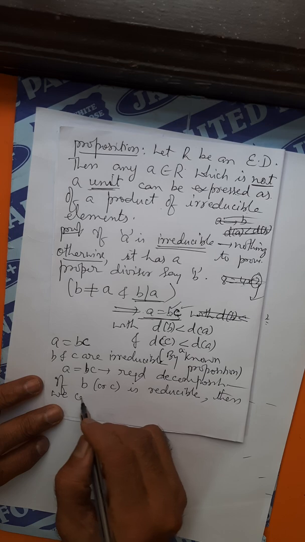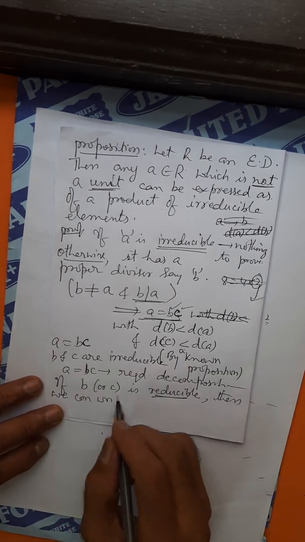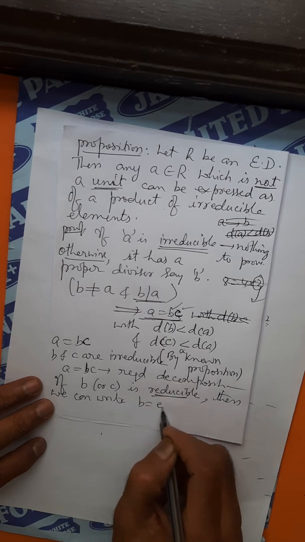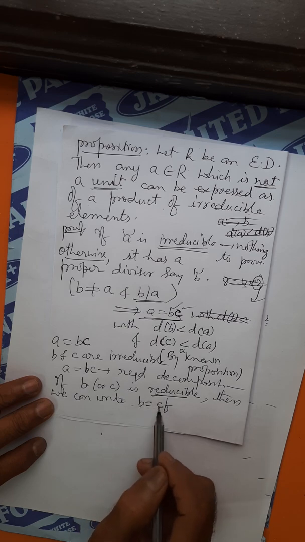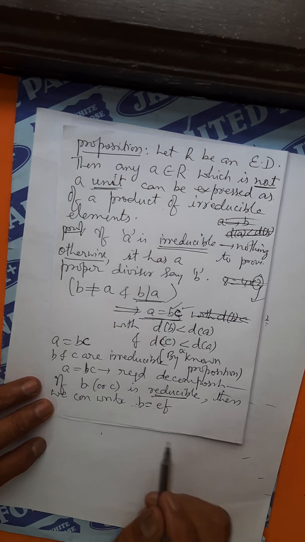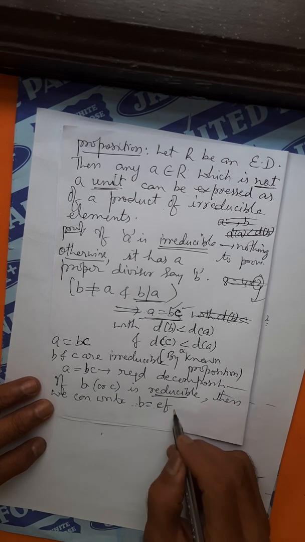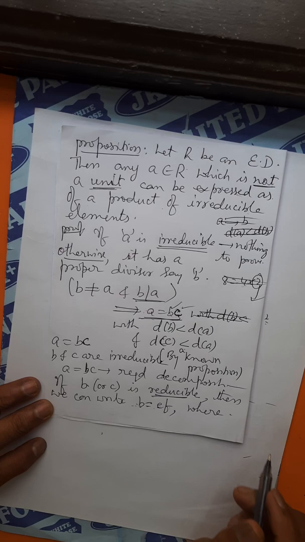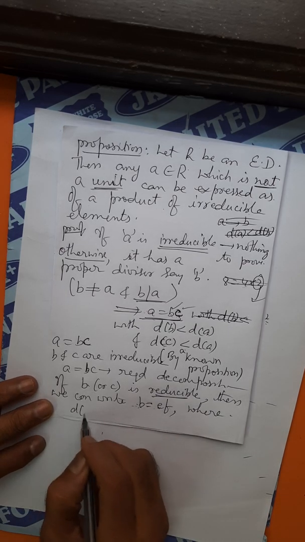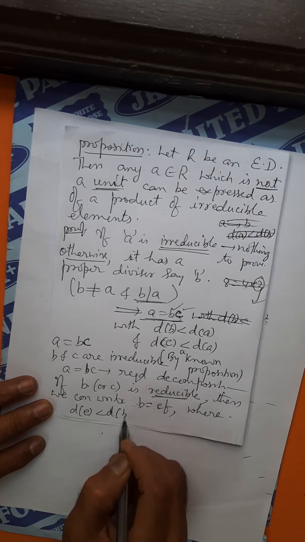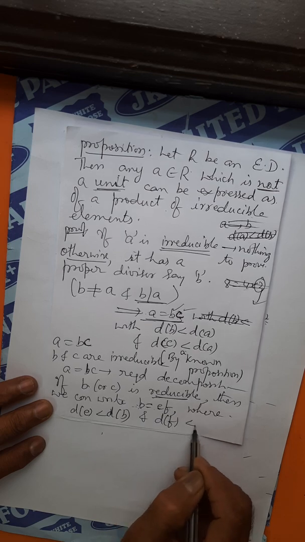We can write, if B is reducible, it has got factors. We can write B is equal to some E into F. If B is reducible, some factors are there for B. E divides B, F divides B, or E divides B and B equal to EF. Right? Here again, the same condition, the previous theorem must be used. If E is a proper divisor of B, D value of E is less than D value of B. If F is a proper divisor of B, then D value of F is less than D value of B.